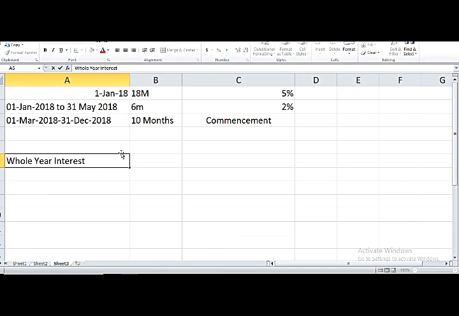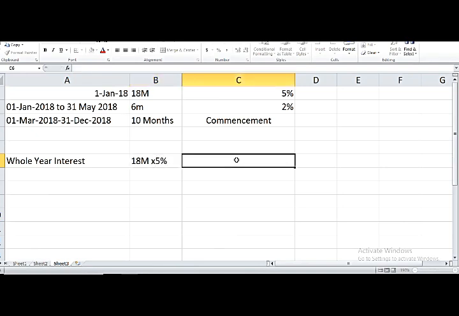Whole year interest was how much? That is 18 million multiplied by 5%, so it should be 900,000. 18 million multiplied by 0.05. So this is the interest for the whole year, 900,000.